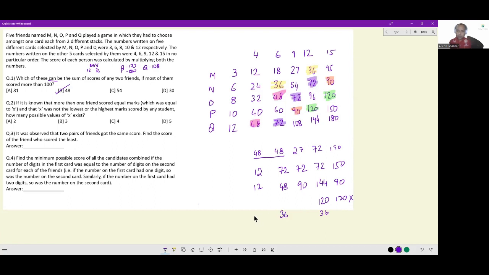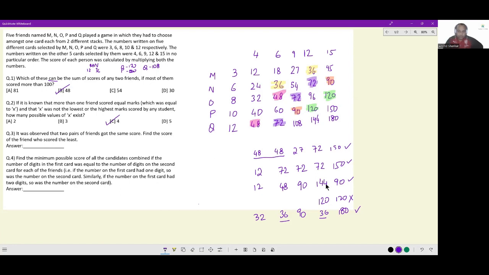I have taken 36, I can get 32 here, I can get 90 here, and I can get 180 here. So two values being identical, they are neither the largest nor the smallest. This is a possible case, this is a possible case, this is a possible case, this is a possible case. So there are 4 possible values of x that exist.